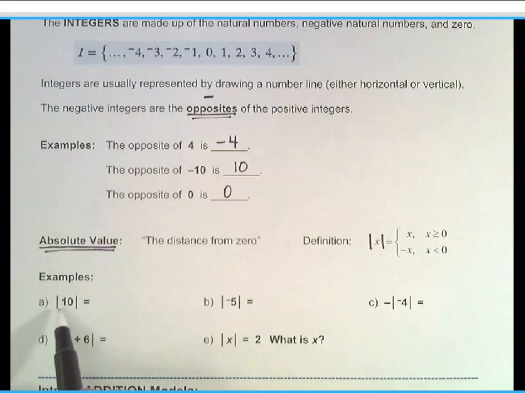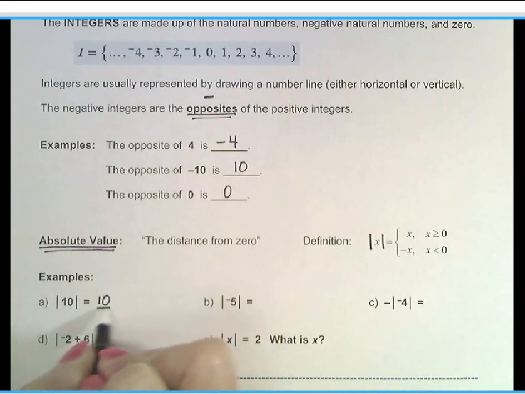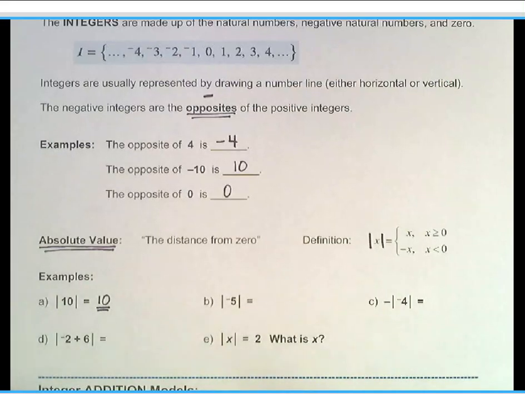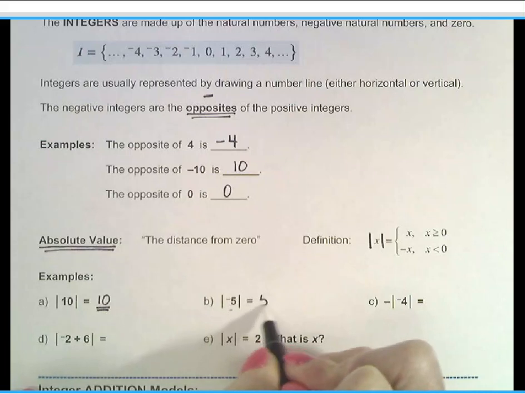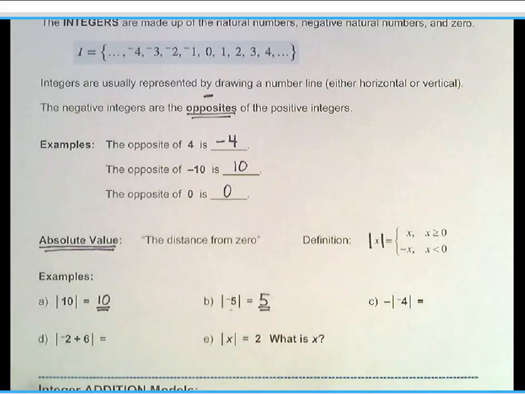So if we want to find the absolute value of 10, well, how far is 10 from 0? Well, it's just 10, right? That's a positive number, so the absolute value bars don't really do anything here. The absolute value of negative 5, well, how far away from 0 is negative 5? It's 5 steps. So that would be 5. So see, it's like the absolute value bars come down. It's like they slice off that negative sign.